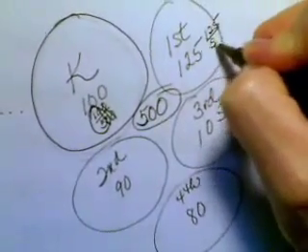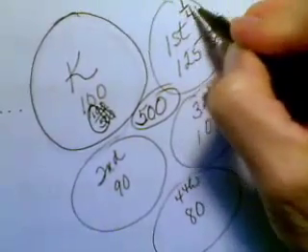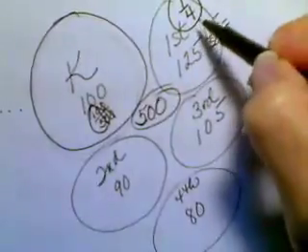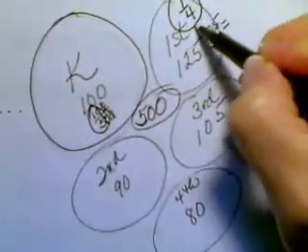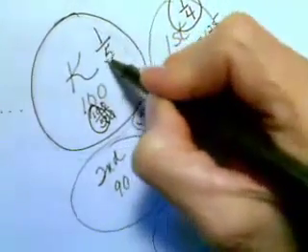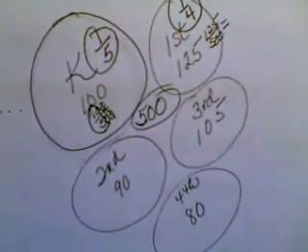125 over 500 is 1/4. So 1/4 of the students chosen will come from first grade. 1/5 from kindergarten, 1/4 from first grade.